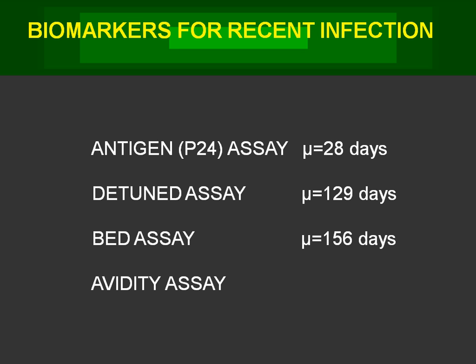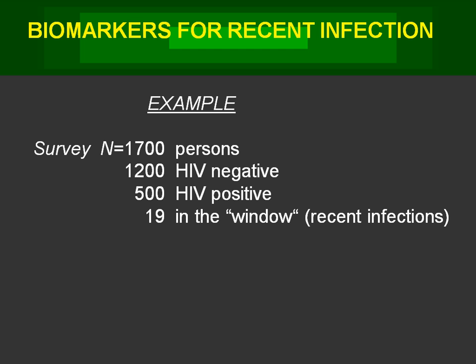And some new other assays, one called an avidity assay, which has to do with the maturity of the HIV antibody response, which is a new direction as well. So, for example, how do you calculate this biomarker?